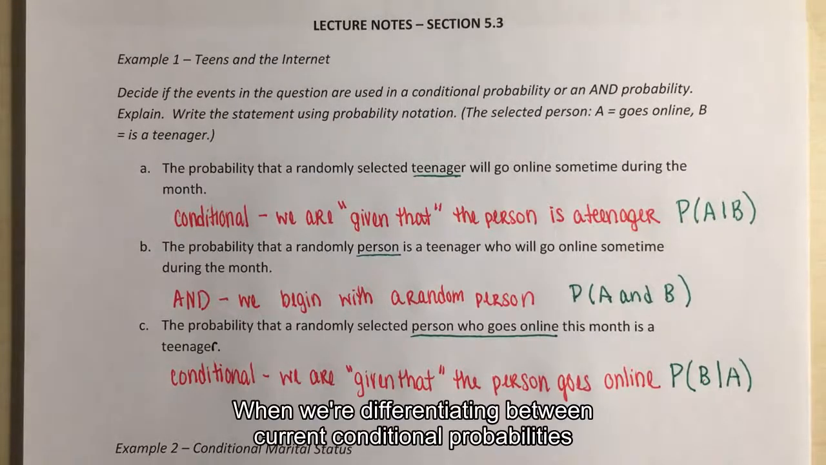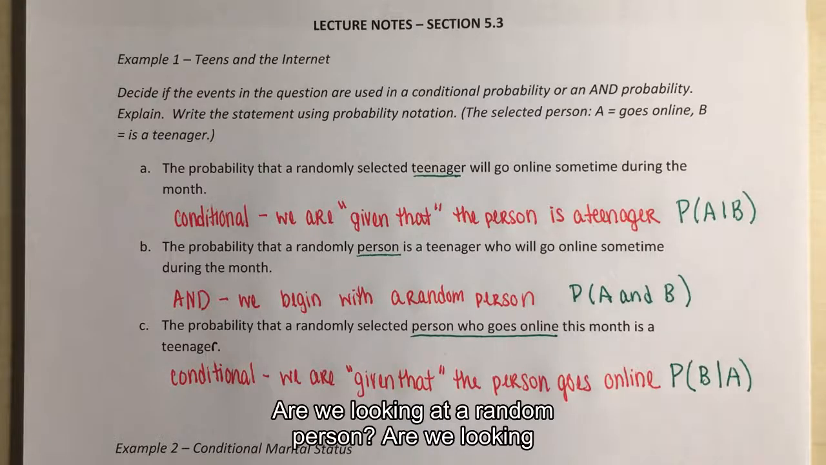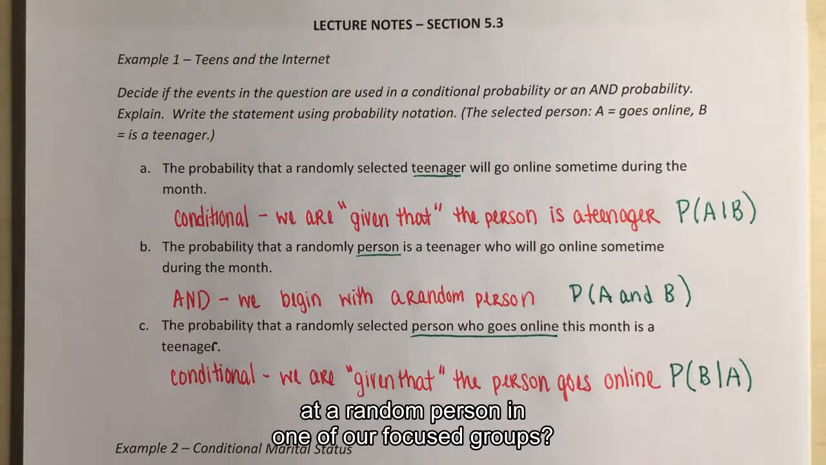When we're differentiating between conditional probabilities and other probabilities, we're looking at what our original group is. Are we looking at a random person, or are we looking at a random person in one of our focused groups?